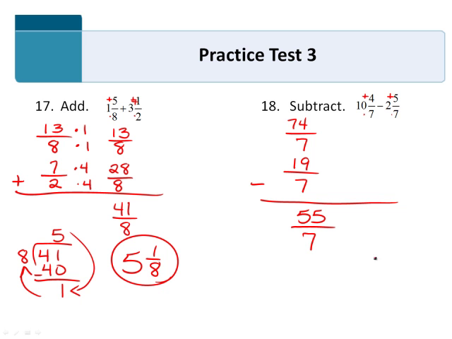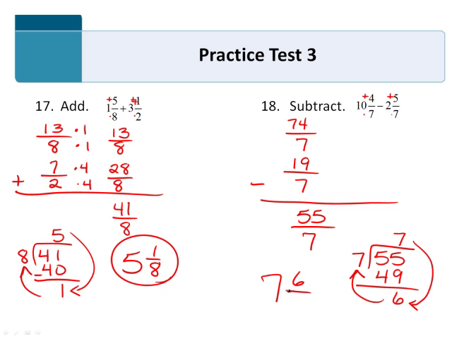So we want to divide that out to get our mixed number. 7 will go into 55 7 times. 7 times 7 is 49. If we subtract, you're left with 6. So we have 7 and 6/7. And that's the mixed number there.